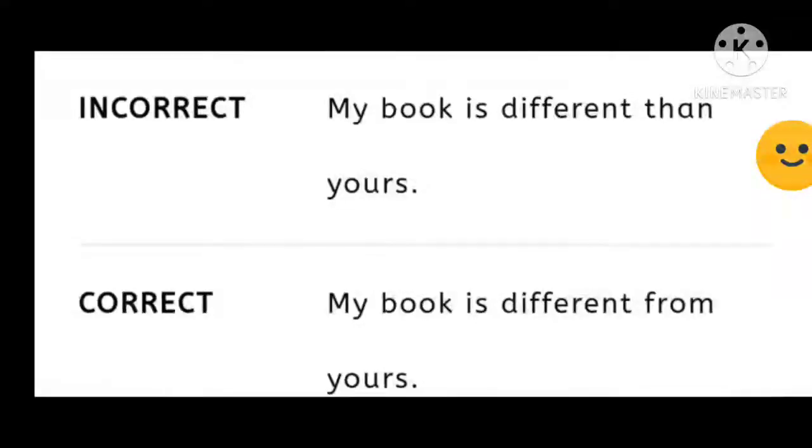So usually different from, agree with, prevent from, laugh at. These are the fixed prepositions, prepositional phrases. So different than is not correct. So different from.